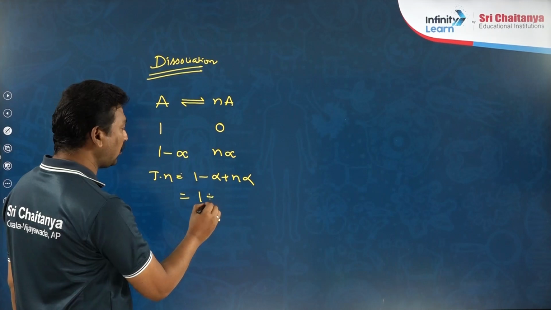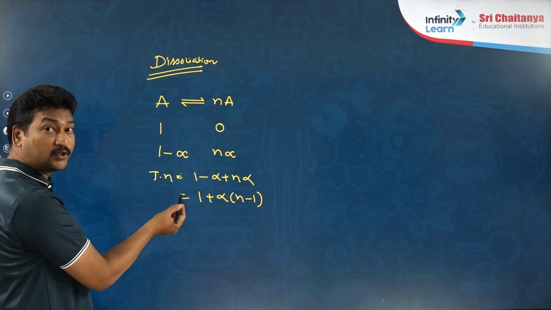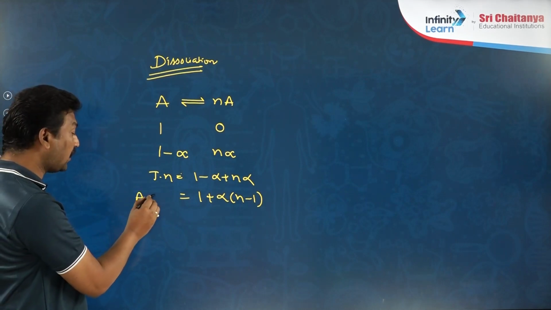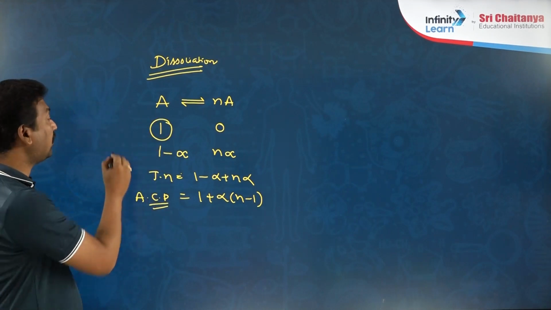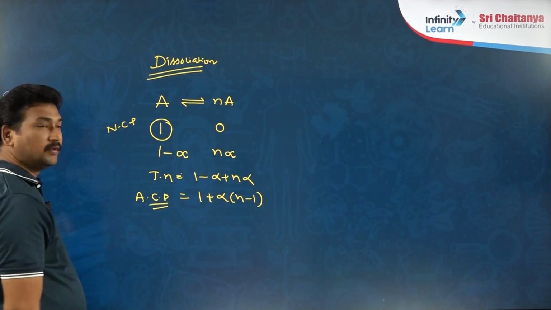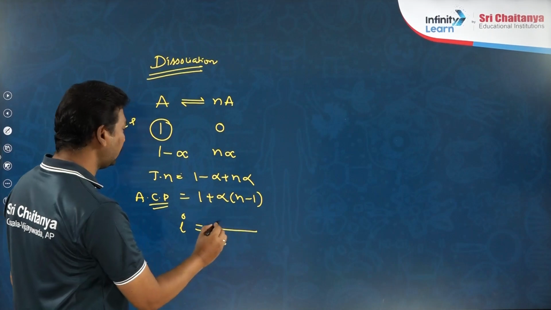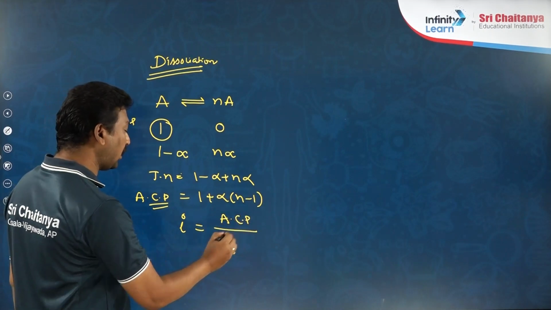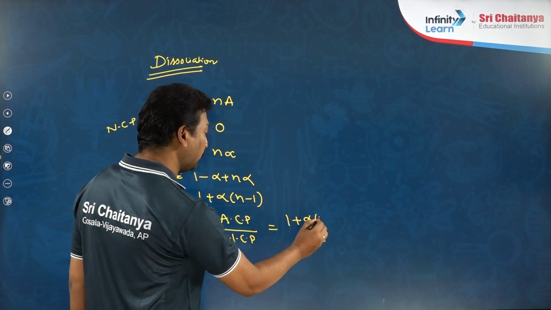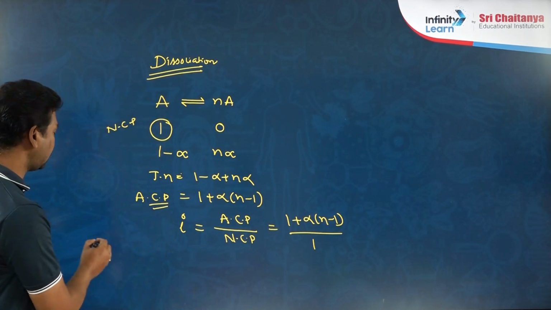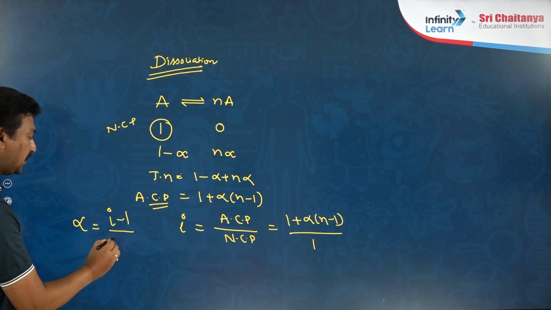By taking alpha as common, we get 1 plus alpha times n minus 1. This is the number of particles formed after the dissociation, which is nothing but the abnormal value of the colligative property. This is the number of moles taken initially, which is nothing but the normal value of the colligative property. So let us find the Van 't Hoff factor. I told you, the Van 't Hoff factor is the ratio between the abnormal value of the colligative property to the normal value. So i equals 1 plus alpha of n minus 1, by 1. From this, we have alpha equal to i minus 1 by n minus 1.